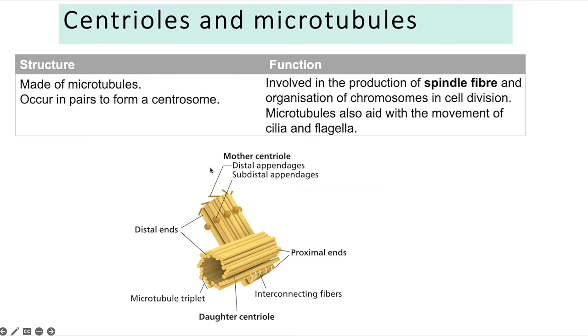Centrioles and microtubules are the next organelles we're going to have a look at, and centrioles are made up of microtubules, and they occur in these pairs to form what's known as a centrosome. The function is that they're involved in the production of spindle fibres, which are released to organise the chromosomes into particular positions during cell division. The microtubules in particular also aid with the movement of cilia and flagella.